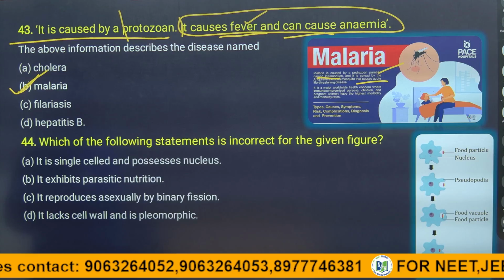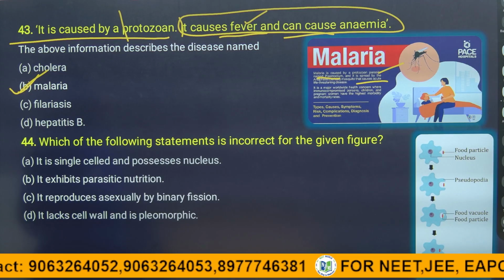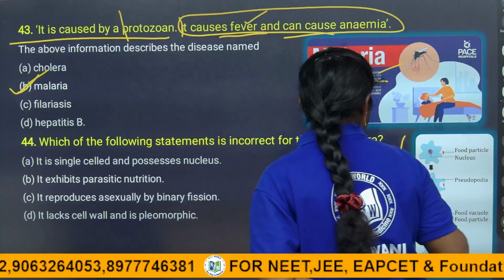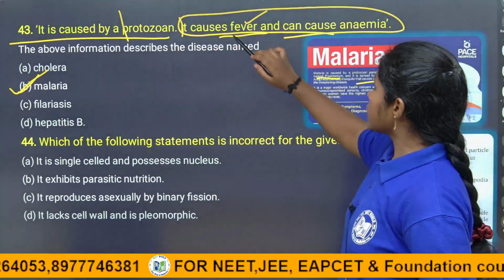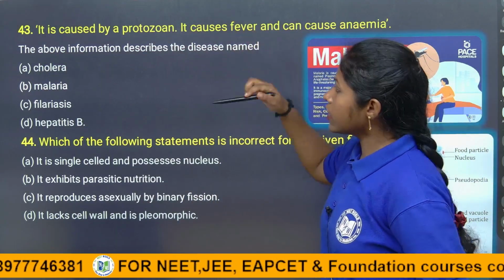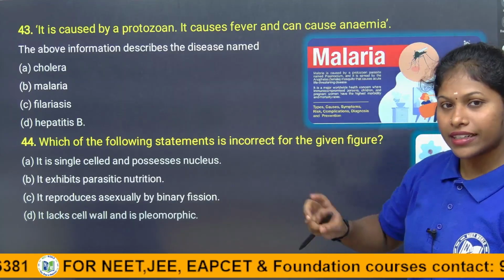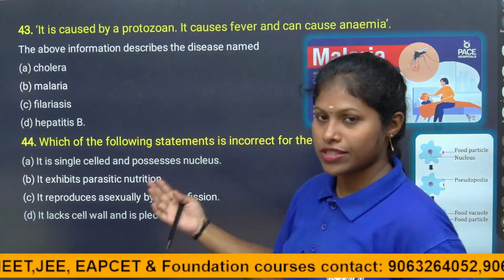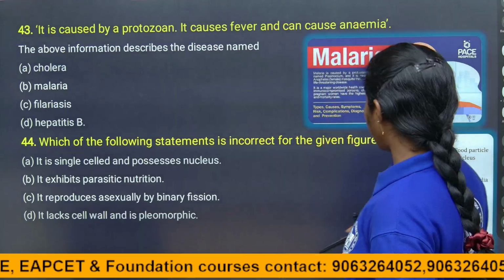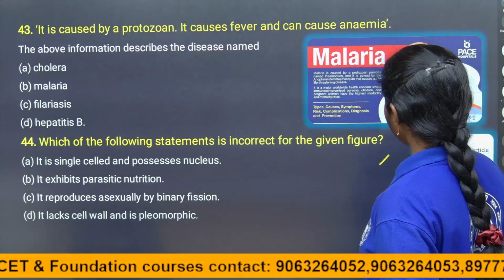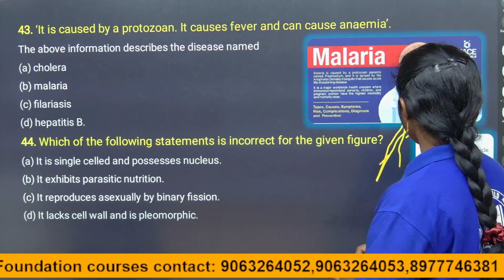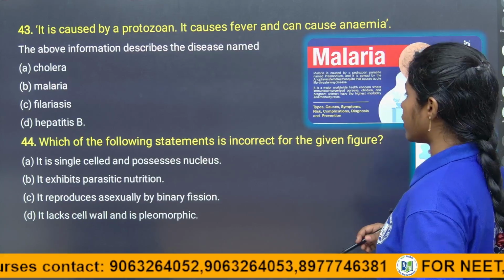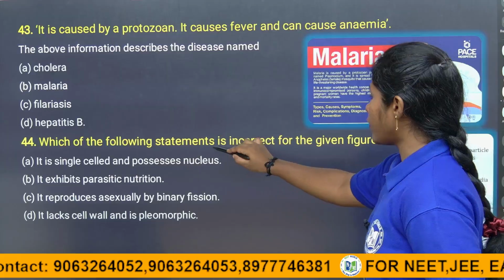Coming to the 44th question, children. Which of the following statements is incorrect for the given figure? They are asking for the incorrect statement. Children, while we were discussing, the questions were altered, so don't get confused. I am going through again what was not explained. See, which of the following statements is incorrect for the given figure? They are asking for the incorrect statement, so we have to underline it.